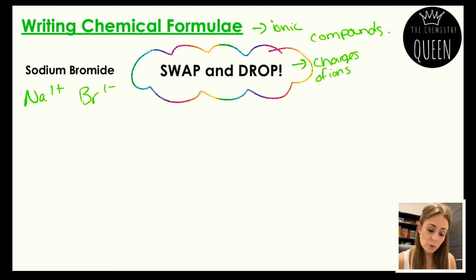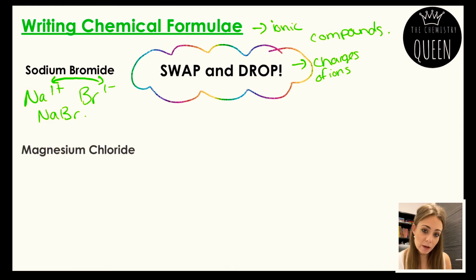So to work out the formula for sodium bromide, I simply swap the numbers over of the charges, just the numbers, don't worry about the positives or the negatives. So I swap the 1 and the 1 over, which essentially leaves me with Na1Br1, and when we're writing chemical formula, we don't need to include the 1s, so it will simply be NaBr. So the formula for sodium bromide is NaBr.